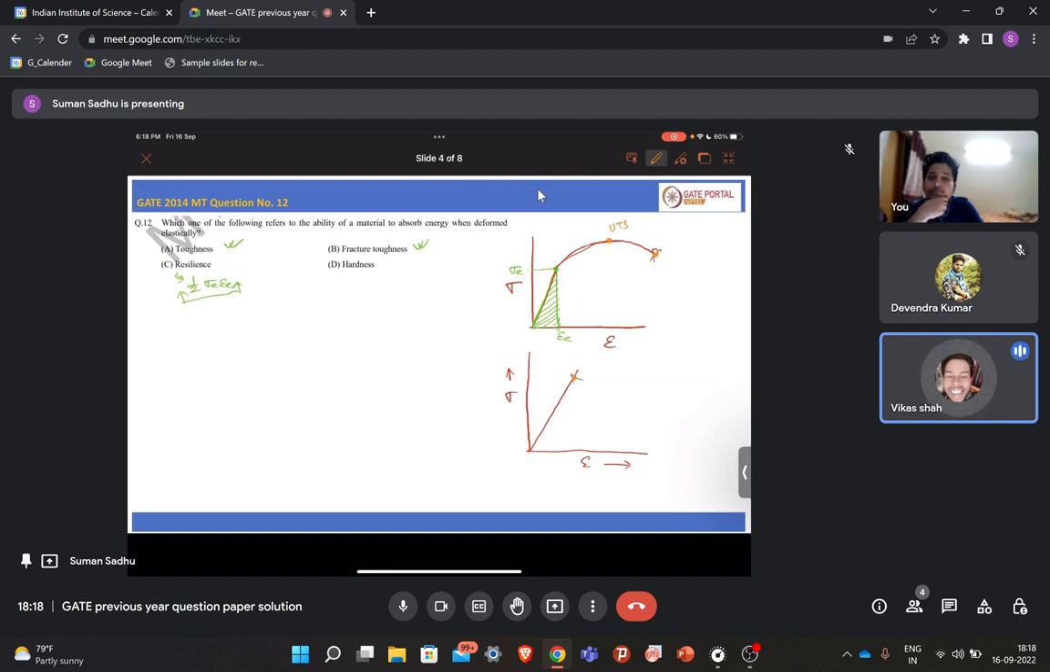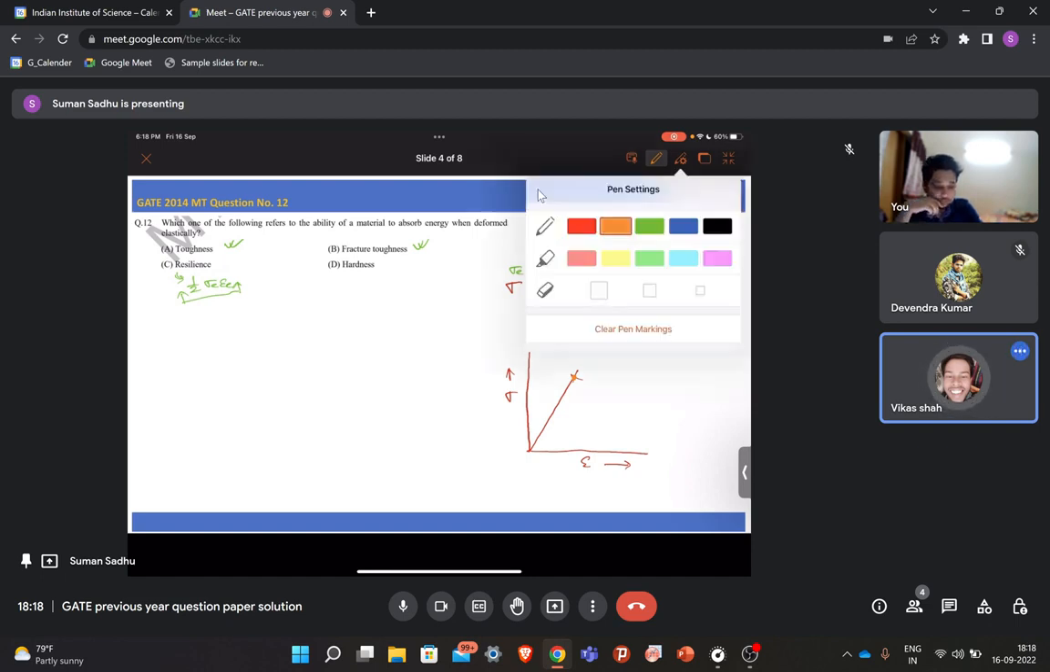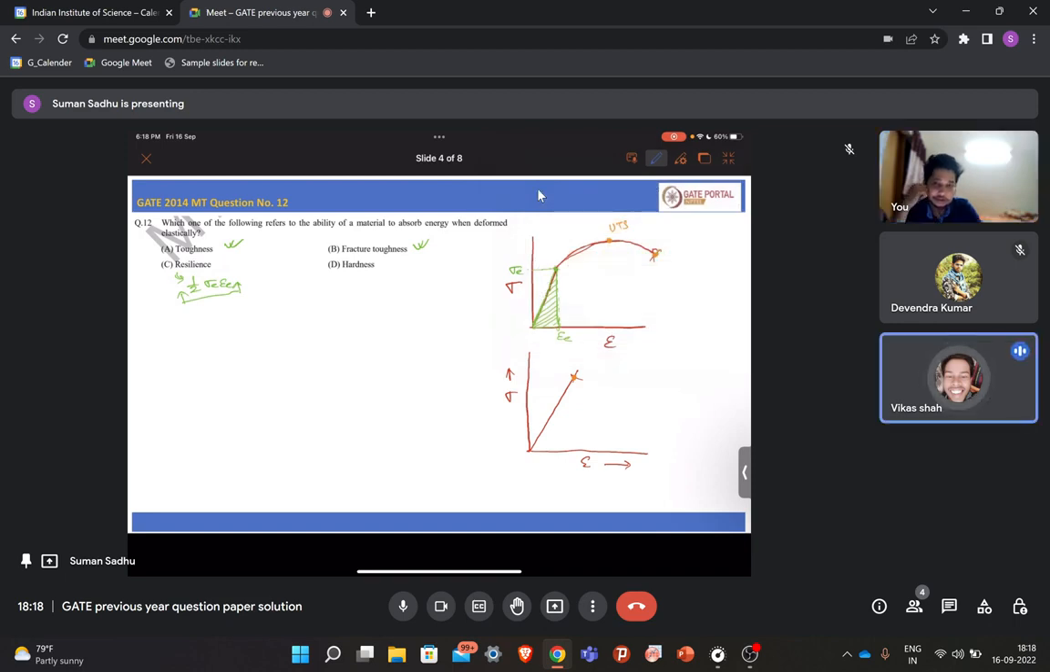Sir, we draw the vertical line from that and calculate the area from that region. Particularly from where? UTS point. You are saying from this. Yes, sir. Okay, what is the definition of toughness? Maximum stress it can bear before fracture. Now that is the definition of UTS. The maximum stress you are saying. Yes, the maximum stress it can bear is UTS. In the stress strain curve, this maximum point is UTS.